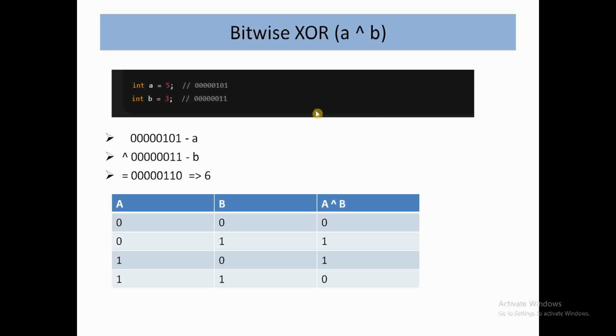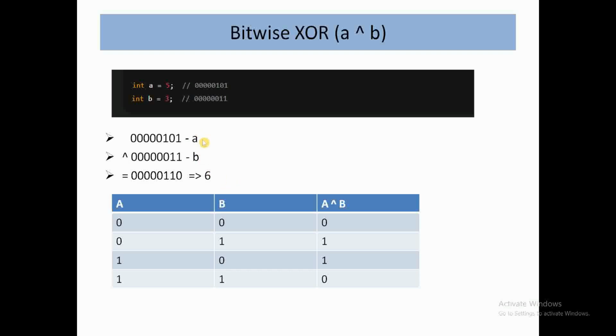Next we have the bitwise XOR operator. Same here, the binary place values, and same here for 5 and for 3. And here is the truth table for XOR: false false gives false, false true gives true, true false gives true, true true gives false. We have to remember this truth table if we want to get the final output.